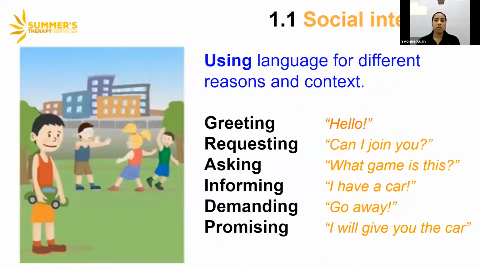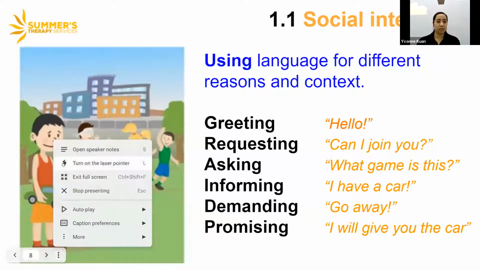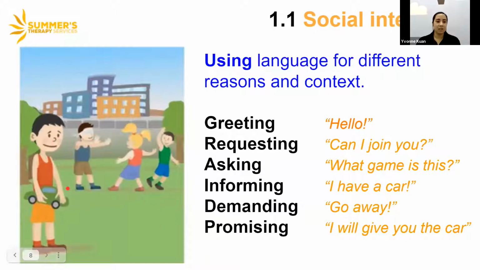Okay, so let's have a look at this picture over here. You see this little boy here? Let me see if my laser is out. Okay, you see this little boy here holding the green car? So he's here, and then there's a group of children here at the background. So if this child now wants to interact with them, he can use language, whether it's verbal or non-verbal, to create an interaction with them.